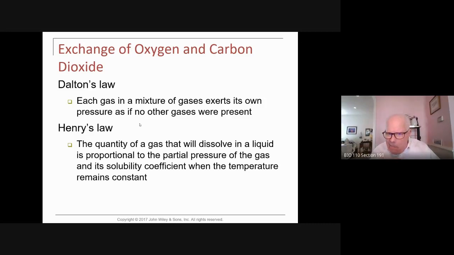Now let's talk about Henry's Law. Here's a typical example of Henry's Law. What percent of the air you breathe has oxygen in it? Oxygen is what percent of the air you breathe?